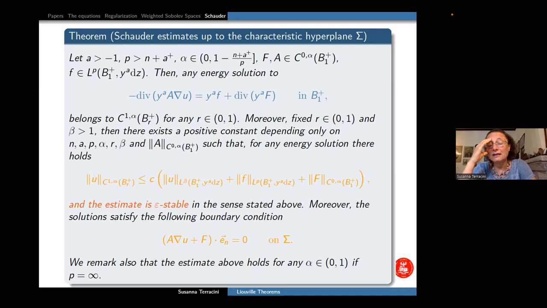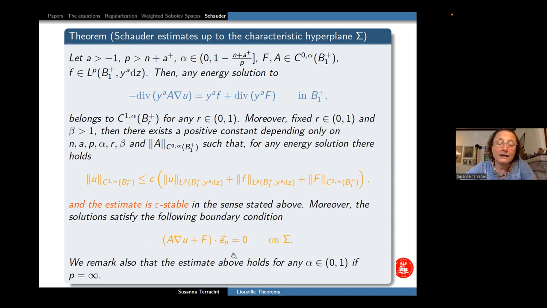So it can in fact be brought to the limit when epsilon goes to zero for the class of regularized equations. And in this case, we can also bring to the limit the boundary condition from the strongly elliptic approximating problem to the limiting one. And so we obtain that on the boundary sigma of our hyperplane, the conormal derivative of u is in fact equal to minus the nth component of the vector field F, exactly what would happen when A is the identity and no weight is here.